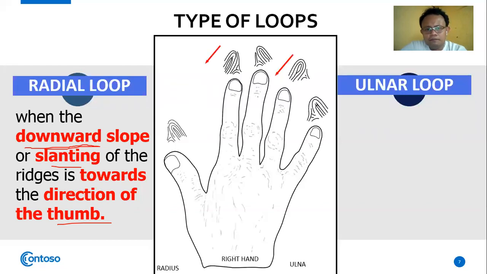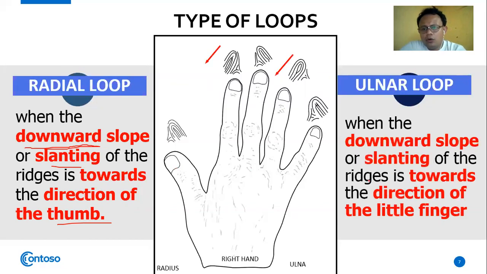For the ulnar, it is called ulnar coming from the word ulna, the bone that supports the radius, which is on the side of the little finger. That's why it is defined as downward sloping. Again, take note, downward sloping or slanting toward the little finger. Take note of this, toward the little finger.